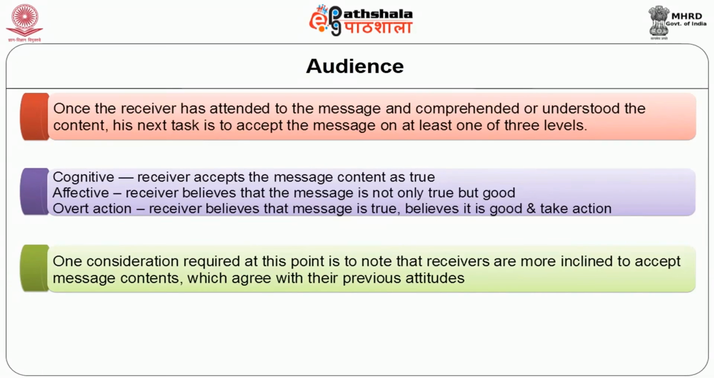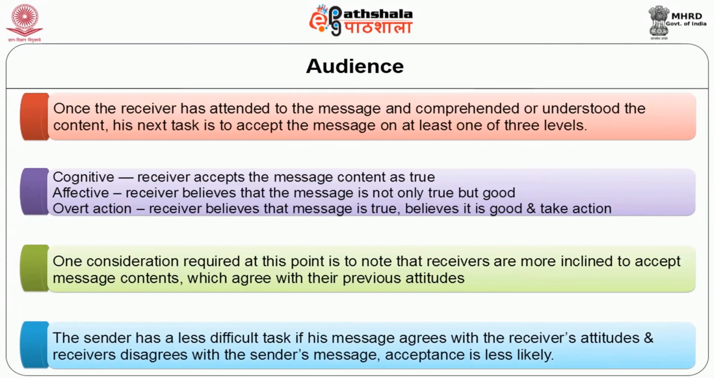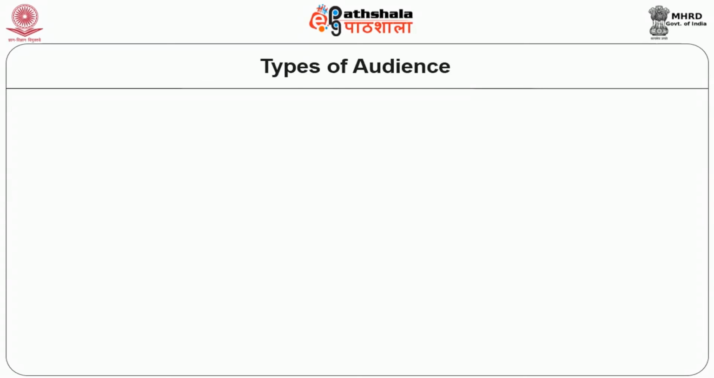One consideration to note at this point is that receivers are more inclined to accept message content which agrees with their previous attitudes. The sender has a less difficult task if the message agrees with the receiver's attitude. If the receiver disagrees with the sender's message, acceptance is less likely. Types of audience. Classification of audience is a lengthy process because many factors, characteristics and situations can be considered. They can be classified in many ways and some of them are as follows.